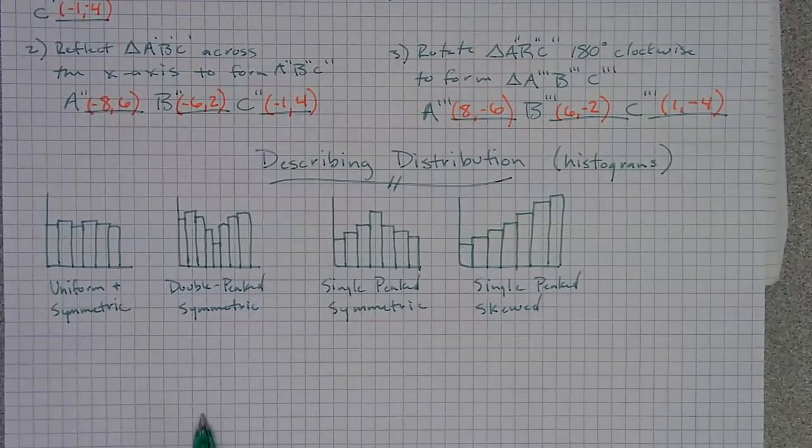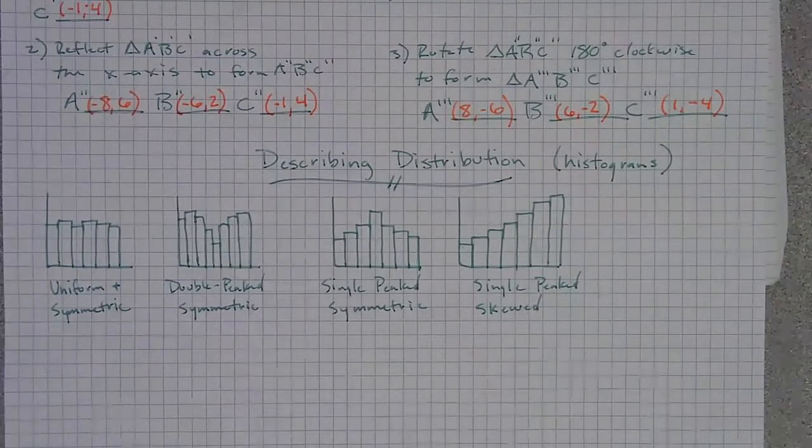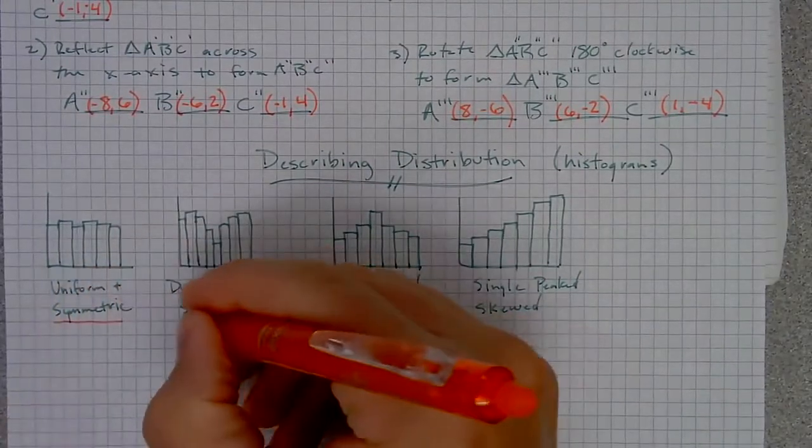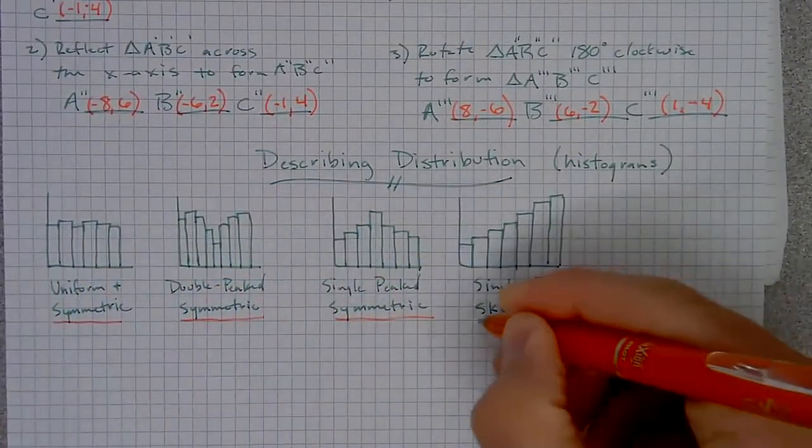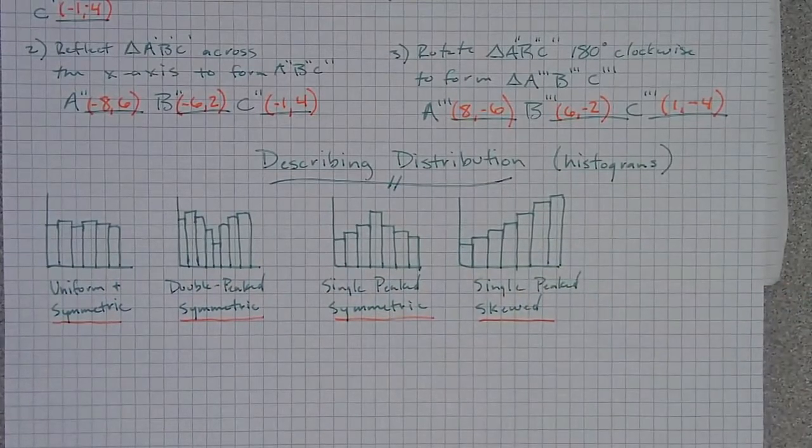Okay, so we got 4 different kind of scenarios here. The key words we're looking at are whether or not it's symmetric or not. So we have symmetric, symmetric, symmetric, and then the last one says skewed.